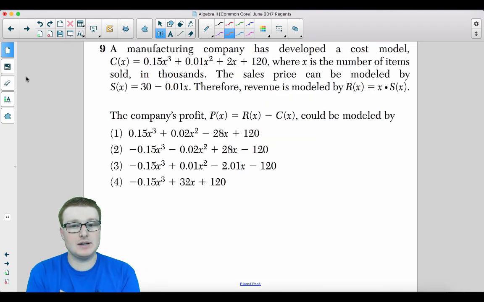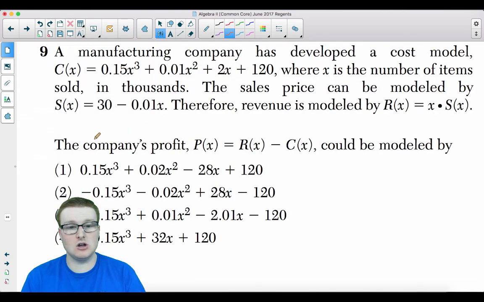A manufacturing company has developed a cost model C of x equals that ridiculous polynomial, where x is the number of items sold in thousands. The sales price can be modeled by S of x equals that. Therefore, the revenue is modeled by R of x equals x times S of x. Okay. The company's profit, P of x equals R of x minus C of x, could be modeled by what?